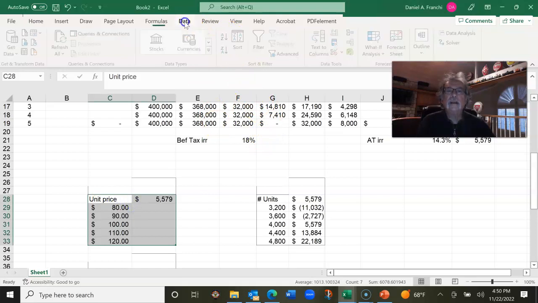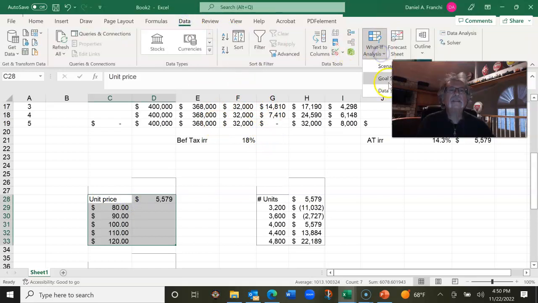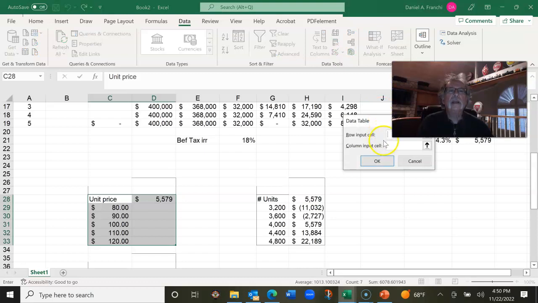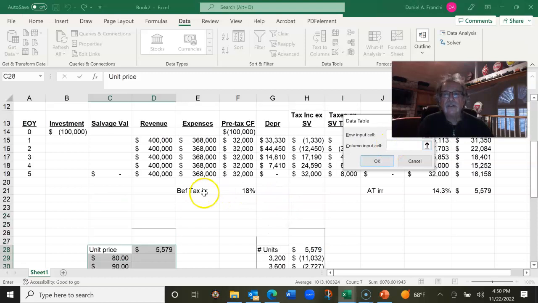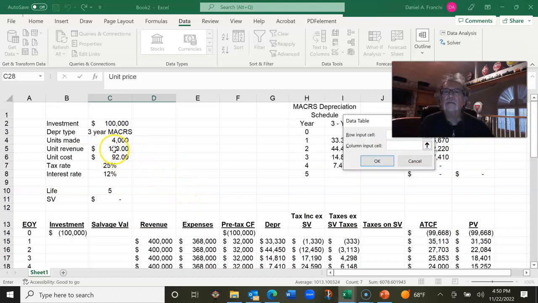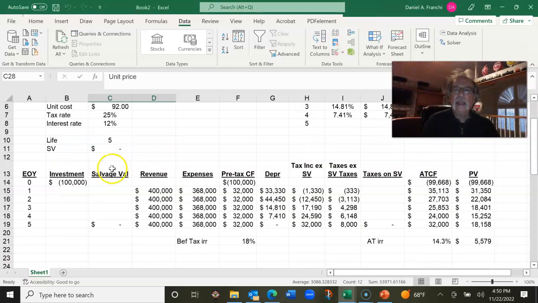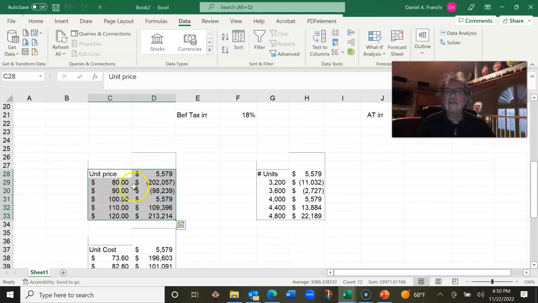We go into data, what if analysis, data table. This is only a one-way test, so we're going to input the column cell, and this is our unit price cell. I'm sorry, unit revenue cell. I said unit price. I'll correct that. And this populates this.